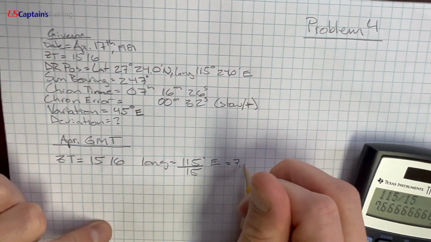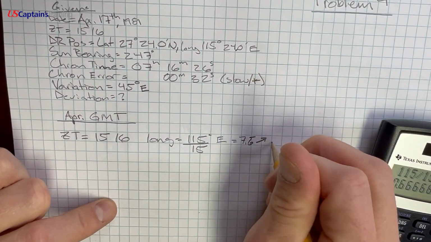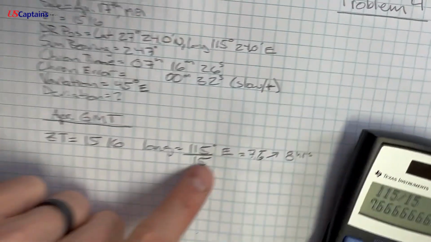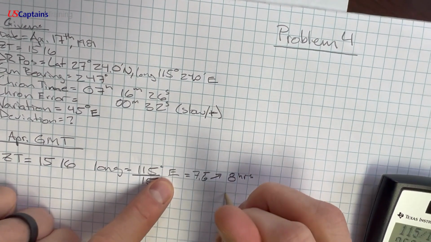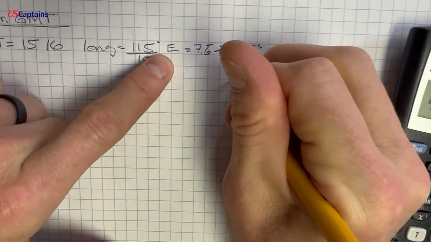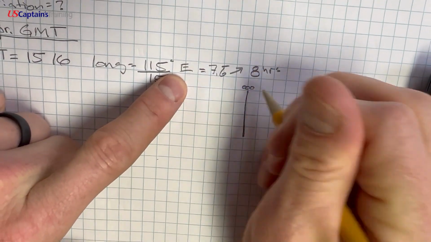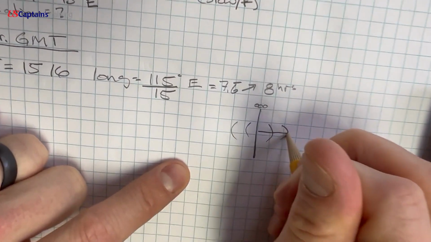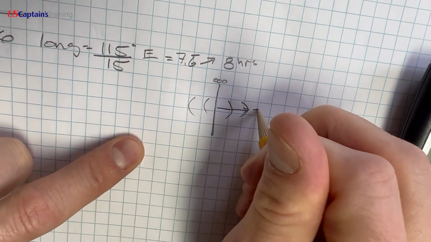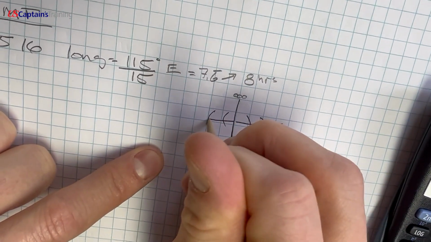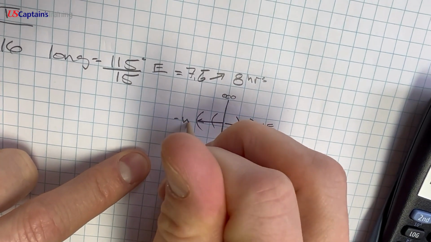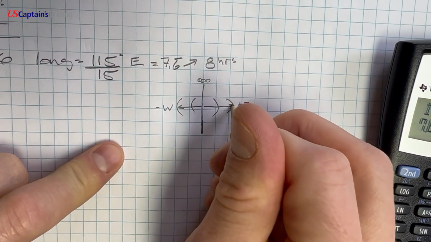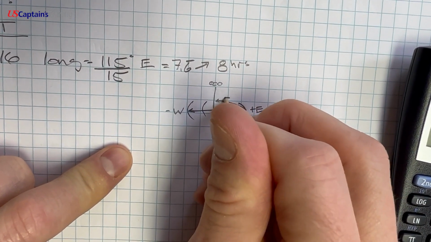So 7.6 repeating, we round that up to 8 hours. And now is it plus or minus? See this east here? Let's just draw a little diagram to help us understand. This is Greenwich. It's the prime meridian. If you draw in the time zones, when you go east, you add. And when you go west, you subtract. So if you are in the east and you need to get back to Greenwich, you need to subtract.